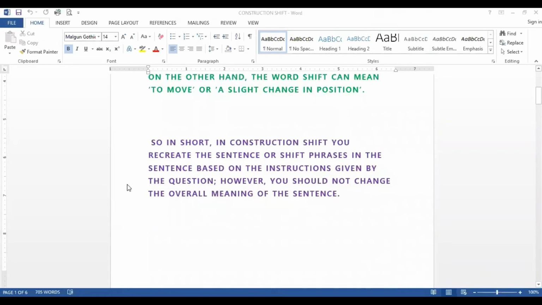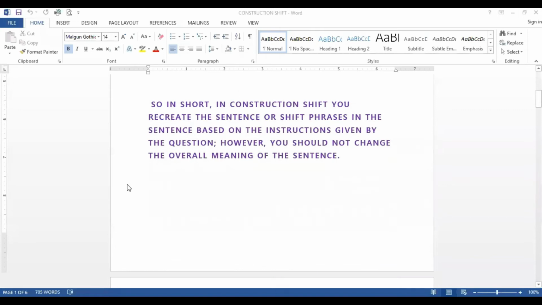Good, so we're looking at what the entire thing is now. In construction shift, you're given an original sentence and you're given instructions that go with the question or the sentence. Now, in short, you are asked to recreate or rewrite the sentence or shift some phrases in the sentence based on the instruction given by the question. However, you should not change the overall meaning of the sentence.